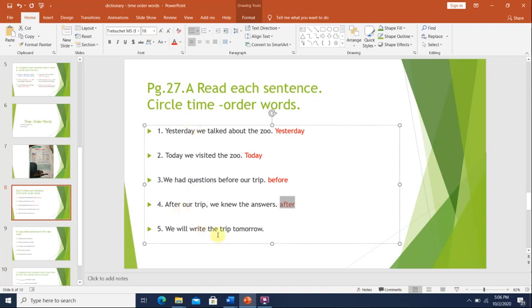We will write about the trip tomorrow. Okay? So when will they write about the trip? Tomorrow. Circle tomorrow, because it tells you when they will write about the trip.